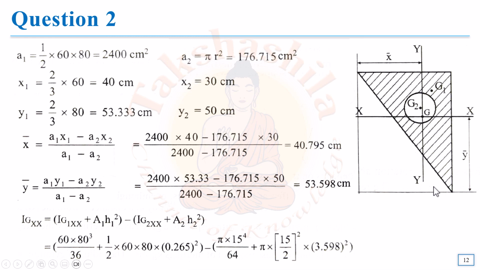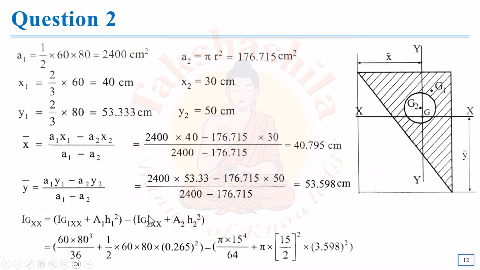And what is the value of y1? Y1 is the distance from the reference x-axis to G1. Okay, so if you take the difference, that is the distance from this x-axis to my centroidal x-axis and the distance from this x-axis to G1, you will get the remaining distance. That will be our H1. So it will be actually 53.598 minus 53.333. That will give you 0.265. So that value is square.